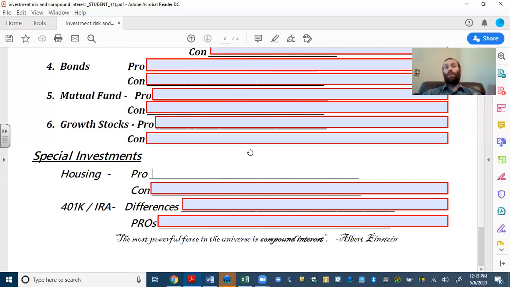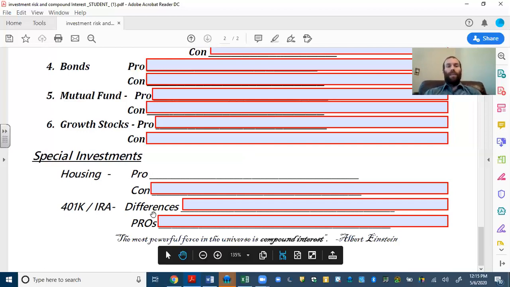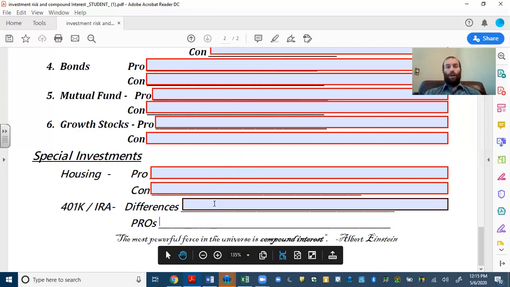So housing works if you plan to live there a long time. It can be a very good investment. So just keep that one aspect in mind. But if you're going to move a lot, it's better to rent than buy and just save money up on the side. Okay, the last one we have here is 401ks and IRAs.